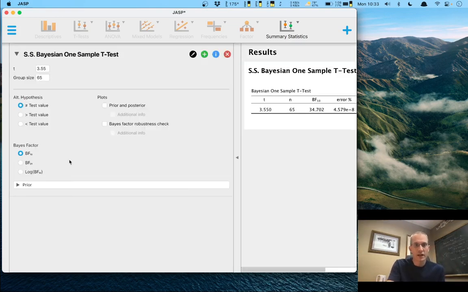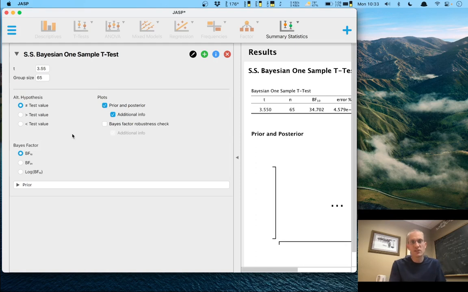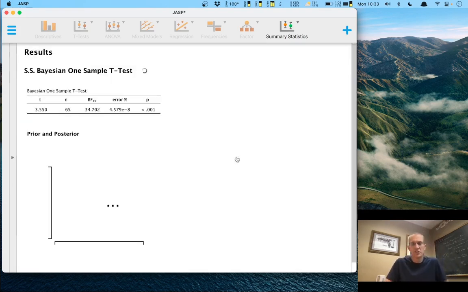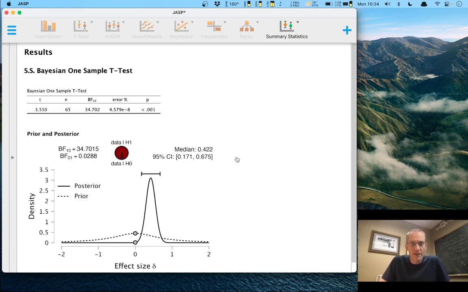Okay, so that's enough to begin doing some basic reporting, but we want a little bit more, right? Let's go back over here and check our alternative hypothesis is the two-sided one. If we had an increasing alternative or a decreasing alternative, we could also select that. In this case, let's click the prior and posterior plot because that's always an informative thing. And let's give JASP a chance to construct that for us.